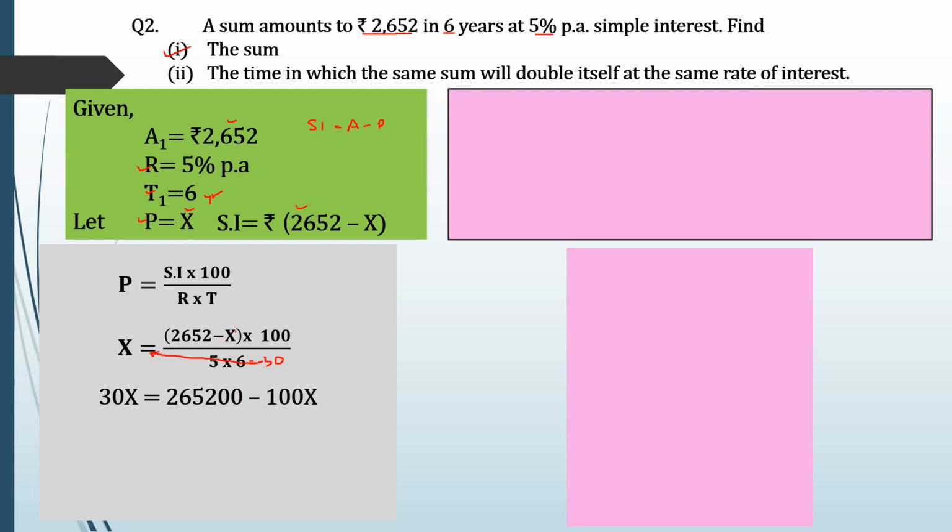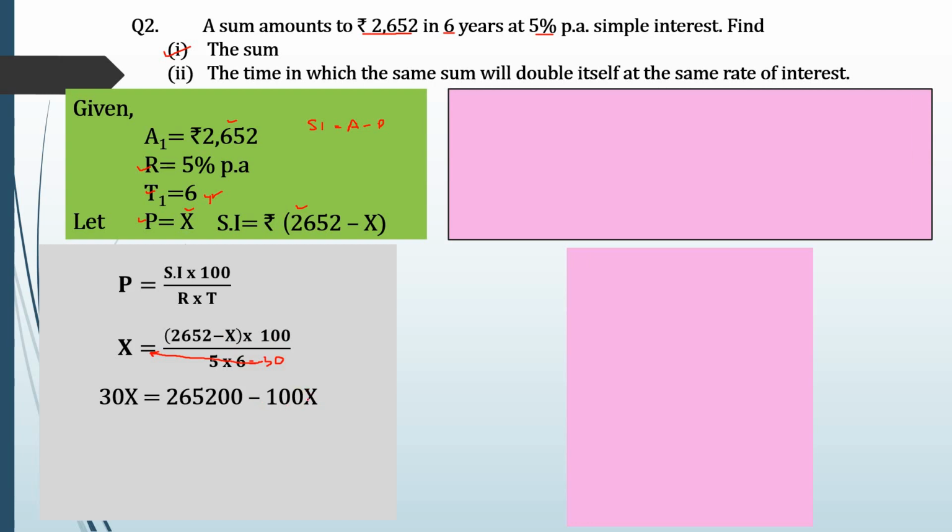Minus, again X also needs to be multiplied by 100. Please do not multiply 2652 only with 100. We need to multiply both X and 2652 by 100, taking their signs also. So minus X into 100 will be minus 100X.